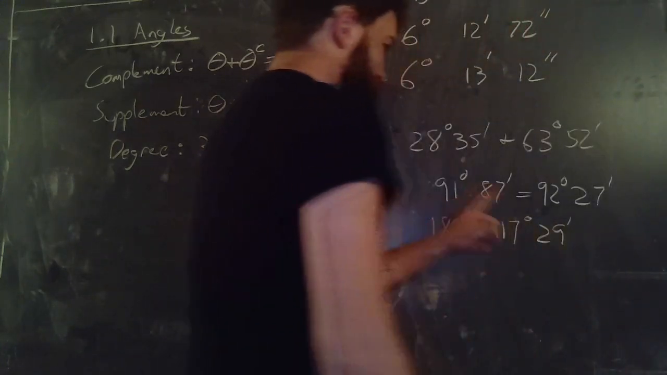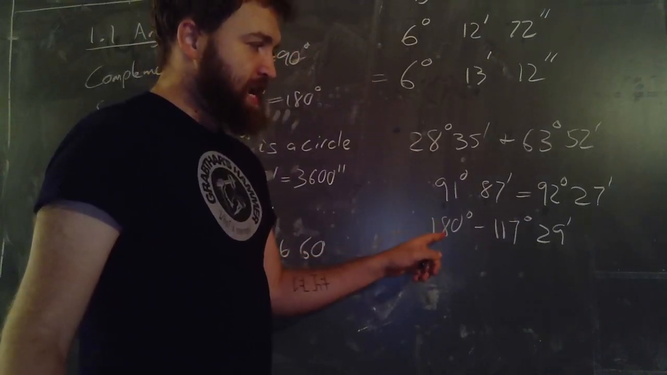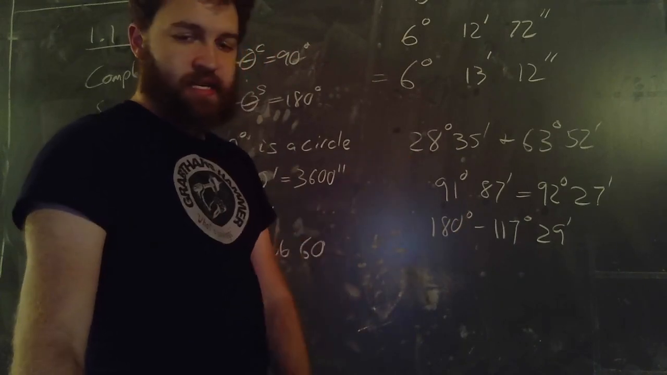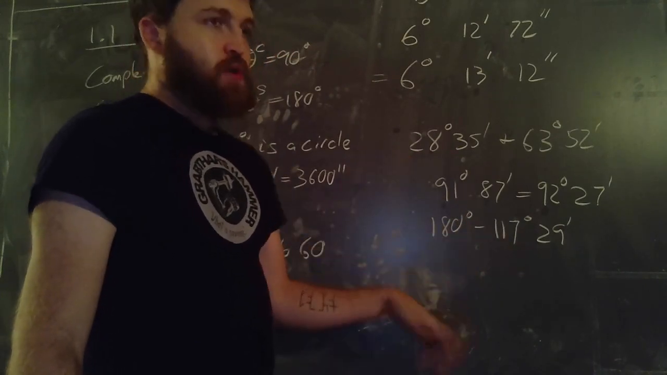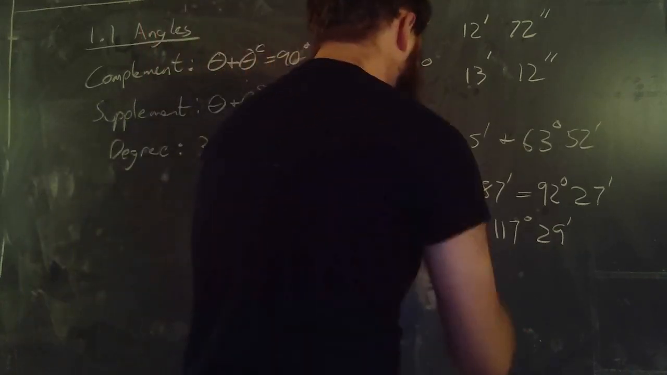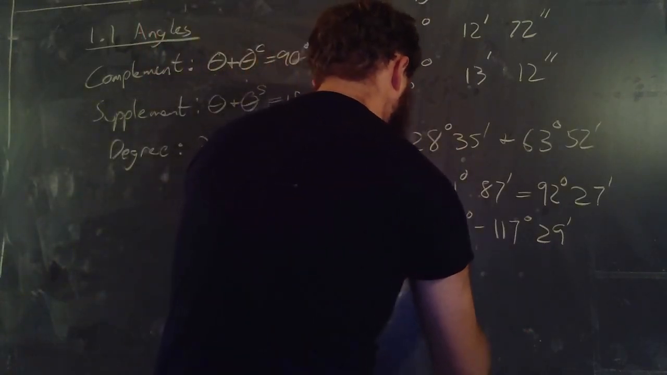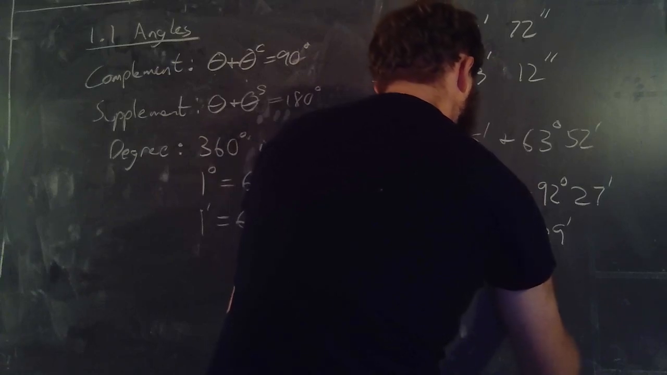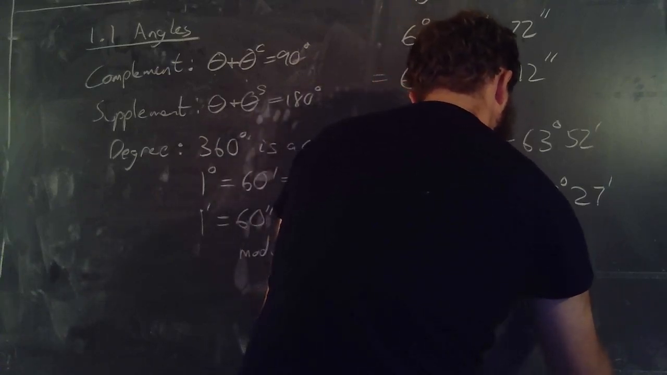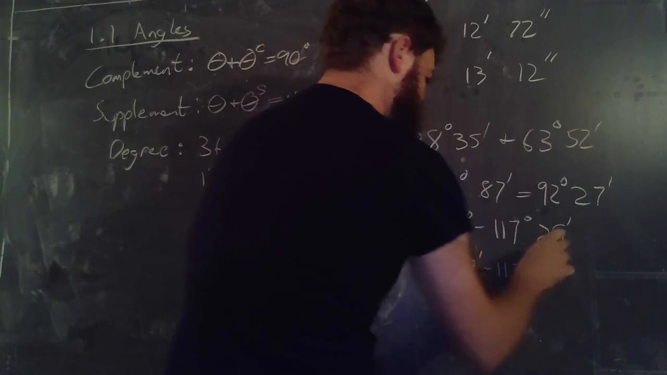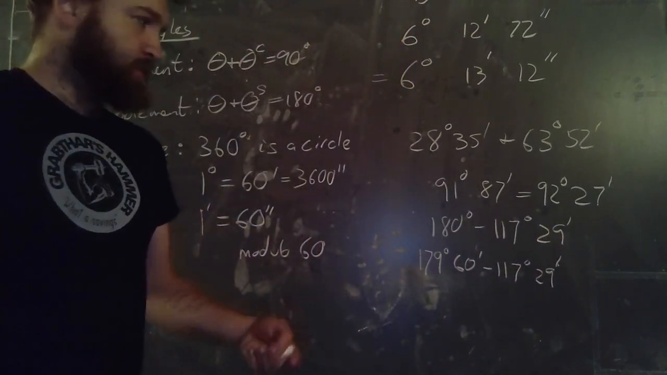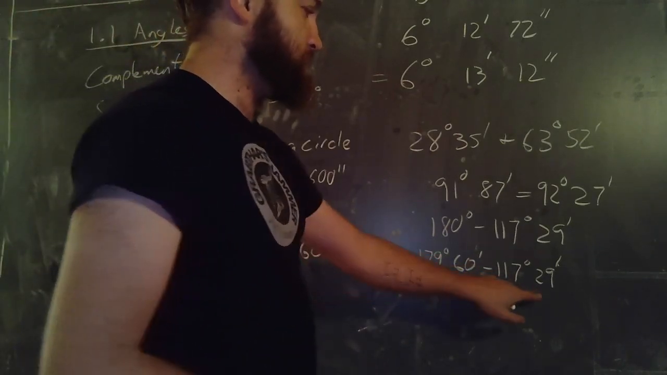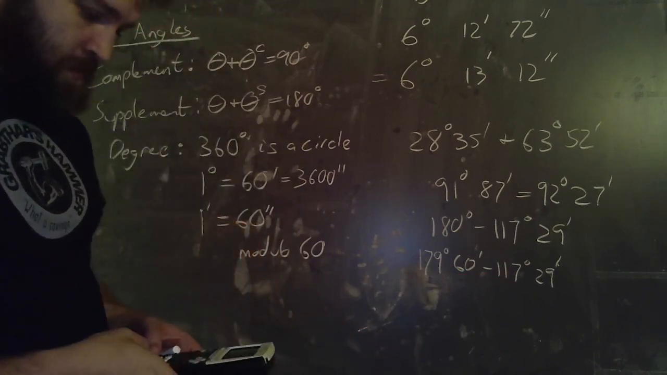So in order to do this subtraction, this is like 180 degrees and 0 minutes. So to subtract 29 minutes from 0 minutes, we must borrow from the degrees. So this is actually like performing the calculation 179 degrees, 60 minutes, minus 117 degrees, 29 minutes. And then, of course, the same thing as before. These are all similar units, degrees to degrees, minutes to minutes, so we can subtract them.